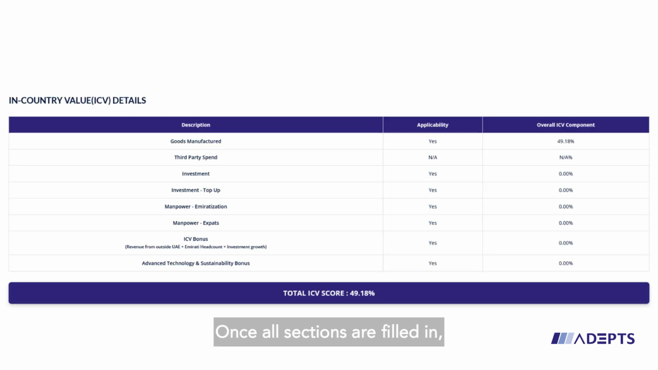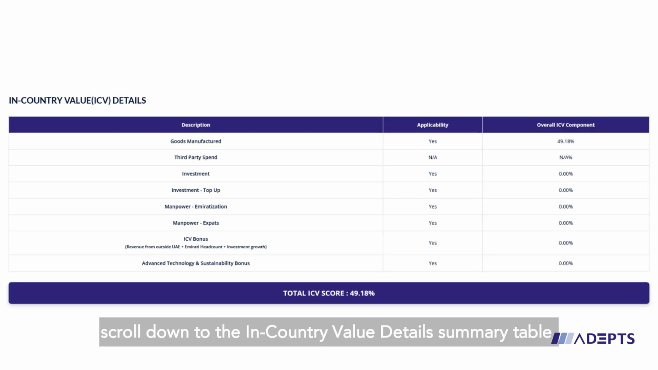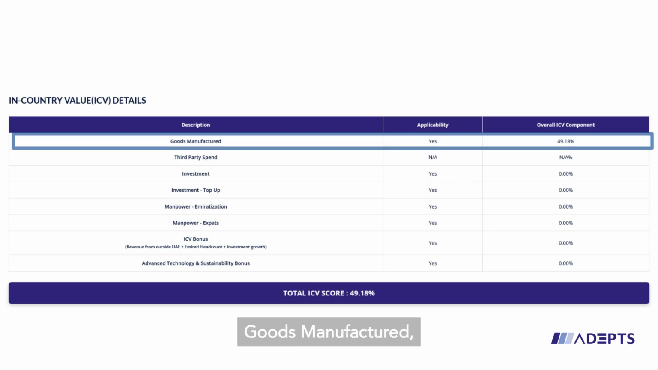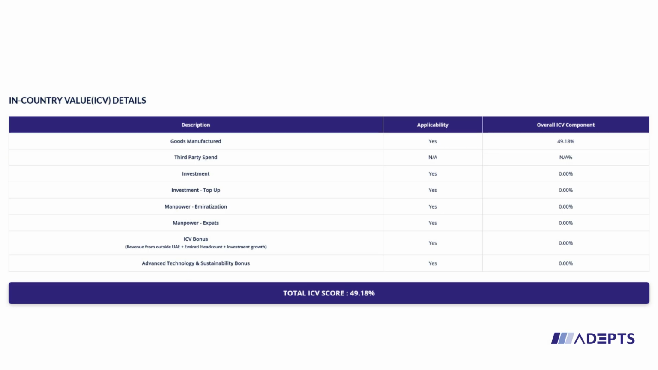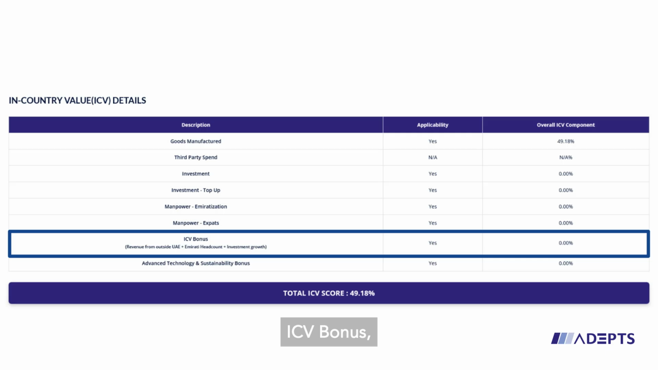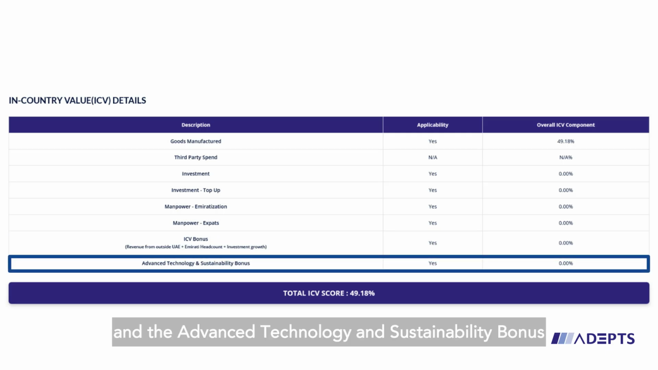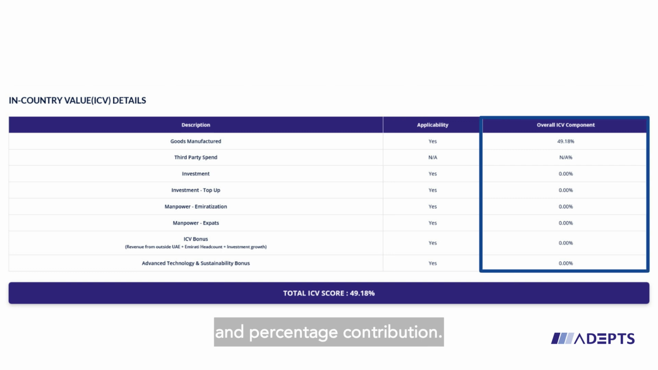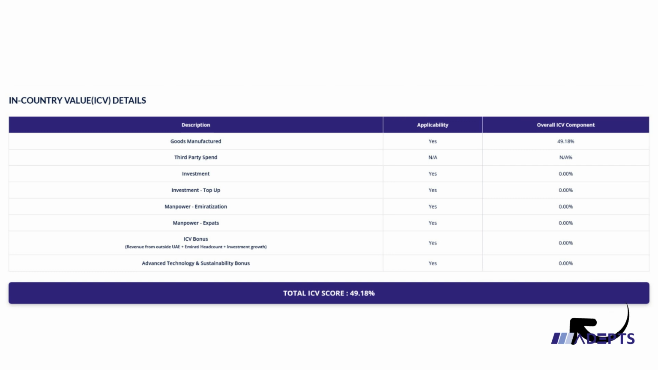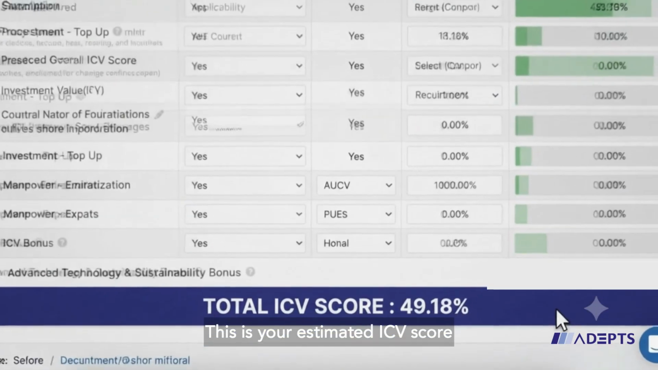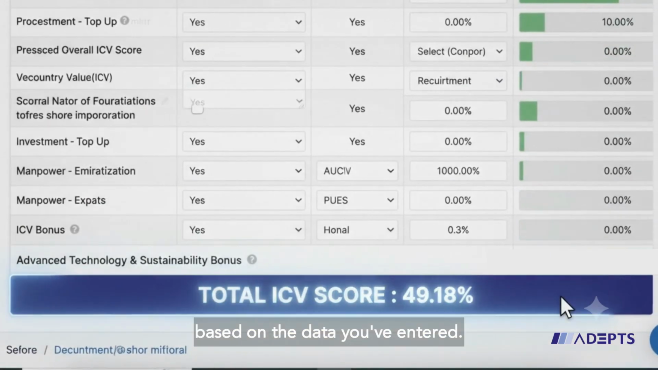Once all sections are filled in, scroll down to the in-country value details summary table. This shows you each ICV component: goods manufactured, third-party spend, investment, investment top-up, manpower Emiratization, manpower expats, ICV bonus, and the advanced technology and sustainability bonus, along with its applicability and percentage contribution. At the very bottom, you'll see your total ICV score as a percentage. This is your estimated ICV score based on the data you've entered.